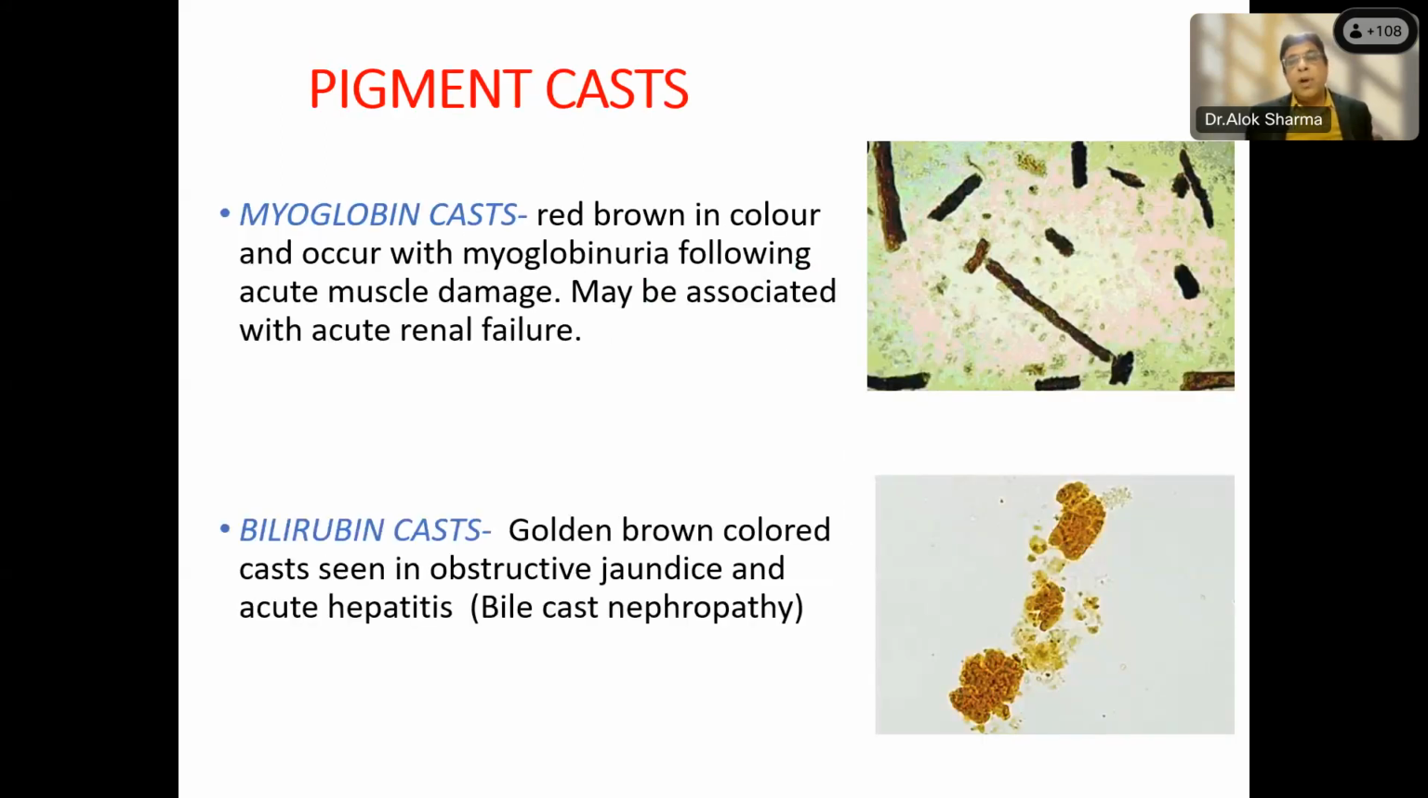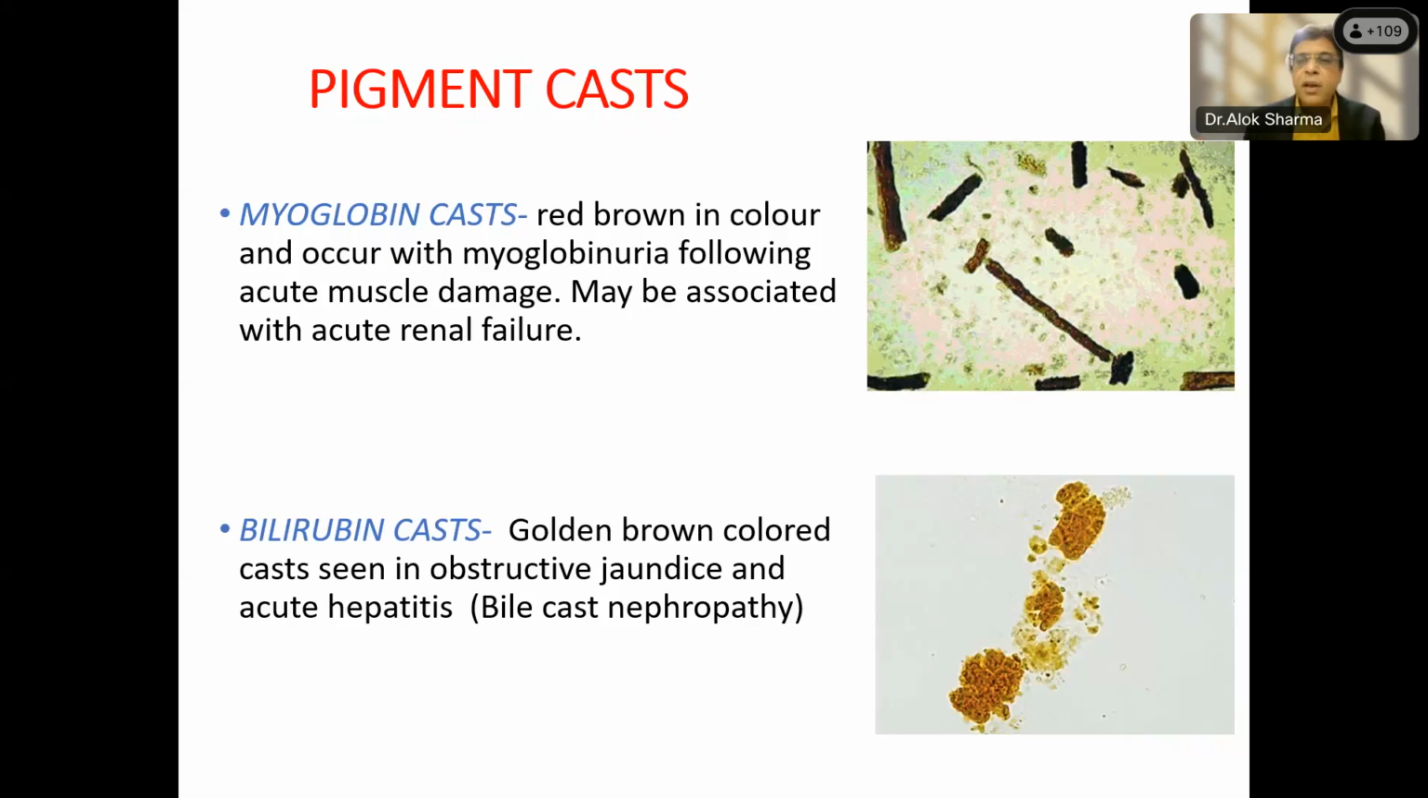Now, coming to pigment casts. Sometimes, depending on the clinical conditions, these casts take up certain colors. Depending on that color, you can identify the etiology. So you can have myoglobin casts. Myoglobin will appear when there is muscle injury and damage to the kidney. You can have myoglobin casts in the renal parenchyma on the biopsy, and similar casts can appear in the urine, right?